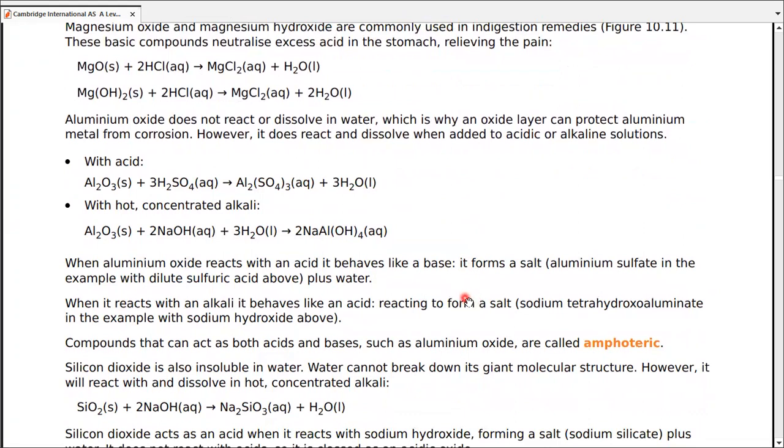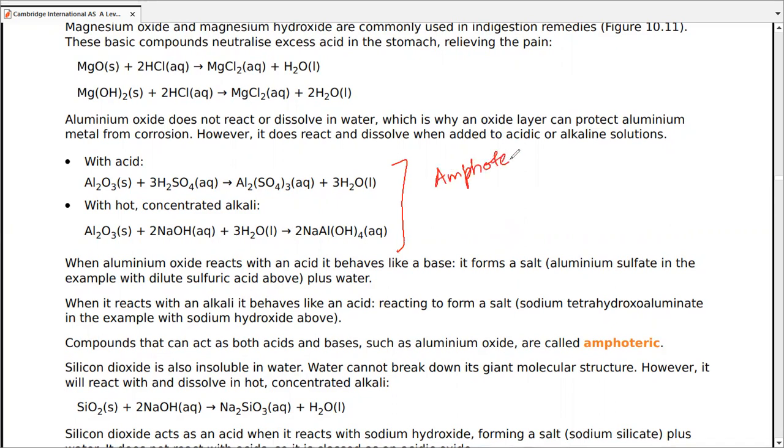Moving on, aluminum oxide does not react or dissolve in water, which is because of an oxide layer which can protect aluminum metal from corrosion. We have already discussed that back in IGCSE, how we say that aluminum is a corrosion resistant element. However, it does react and dissolve when added to acidic or alkaline solutions. I hope you understand about these facts, since it's amphoteric in nature, and these reactions tend to prove its amphoteric nature.